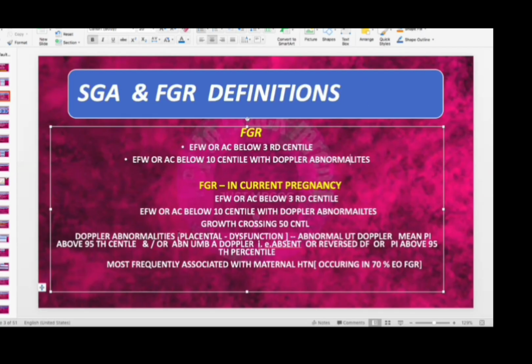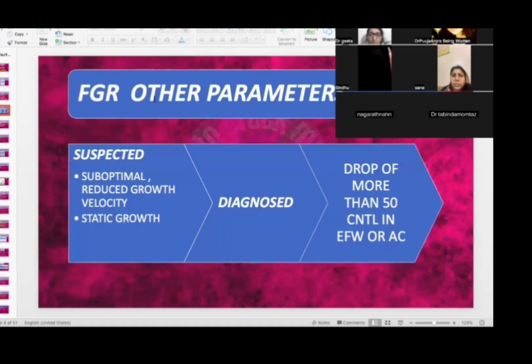So absolute criteria is 3 centile. Absolute criteria if it is falling 50 centile, or when there is 10 centile, it has to be associated with Doppler abnormality. I hope I'm clear about this. What are the other parameters? Suboptimal reduced growth velocity, which we have already understood, that is not growing as per protocol. So that is less than 50 centile.